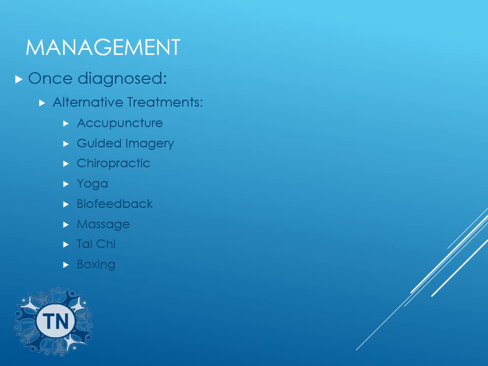Now, to help provide all-encompassing care, there are alternative treatments that have been found to show a decrease in Parkinson's disease symptoms. These include acupuncture, guided imagery, chiropractic intervention, yoga, biofeedback, massage, tai chi, as well as boxing. Now this list is not all inclusive, however these are the most common that you will find when you are managing a Parkinson's disease patient.